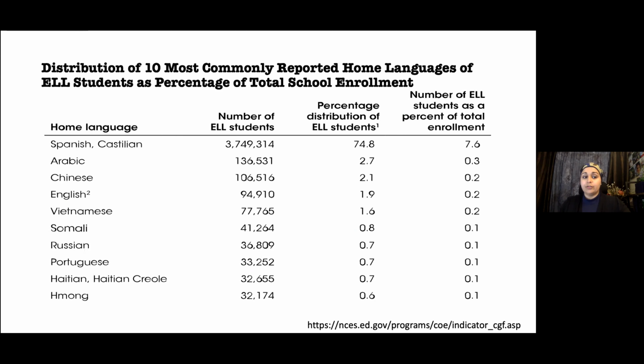Chinese, English, Vietnamese. And when it says English here, I want you to know that it means those who reported English language learners in their home, including students that are living in multilingual households. So English is one of the languages there, or students that were adopted from other countries are included in that English number as English language learners. Vietnamese, Somali, Russian, Portuguese, Haitian and Haitian Creole, and Hmong. So this is again throughout the whole US.